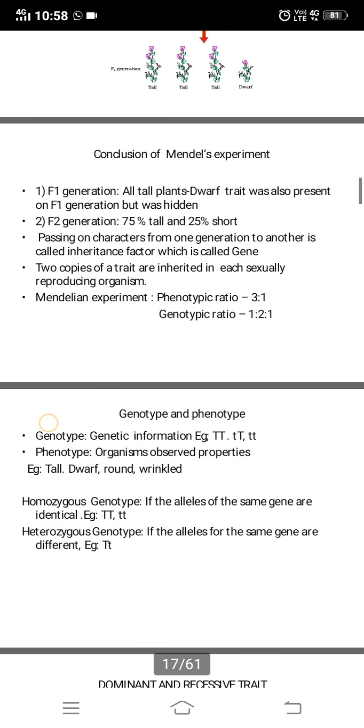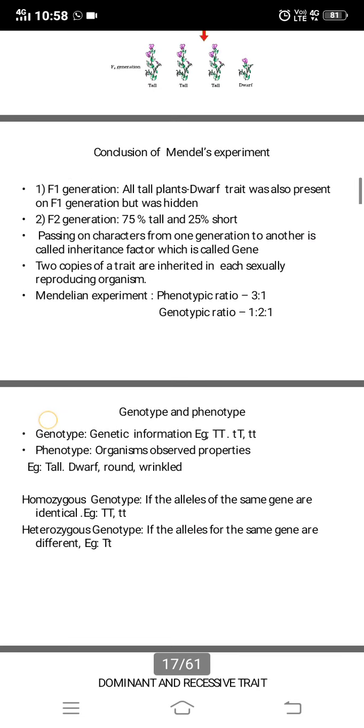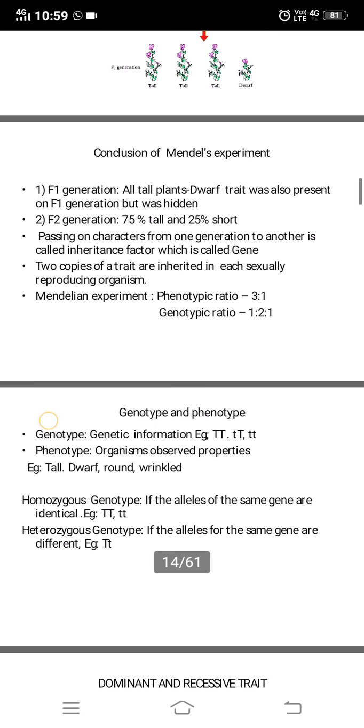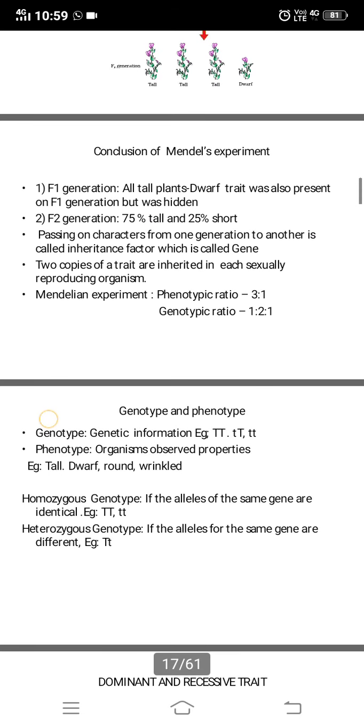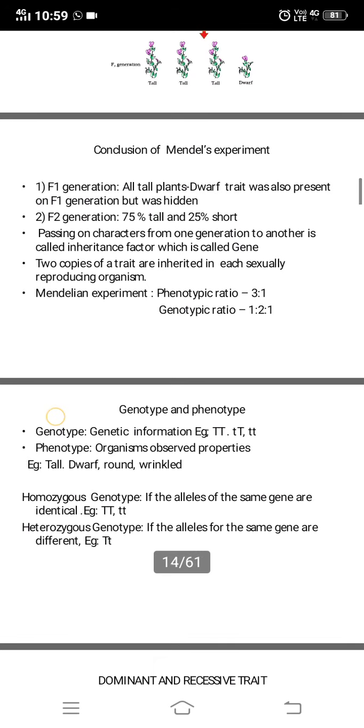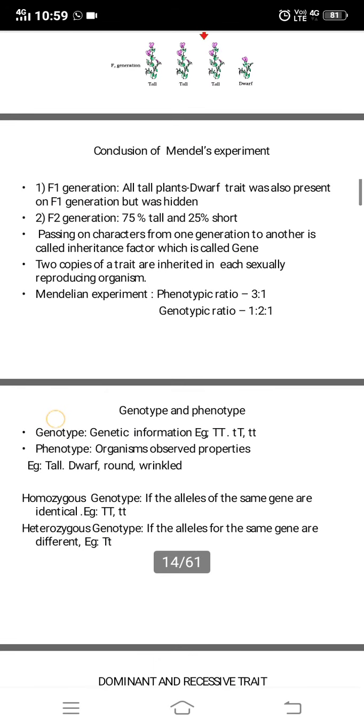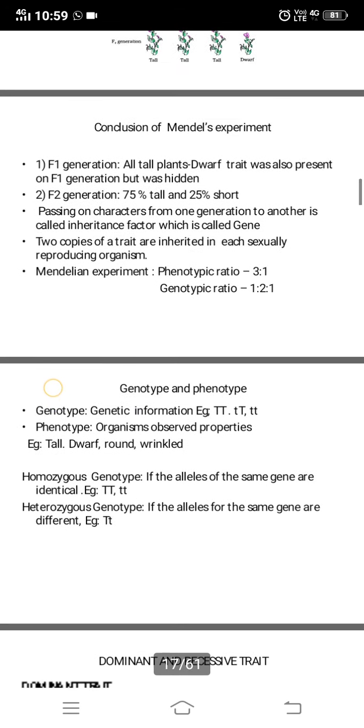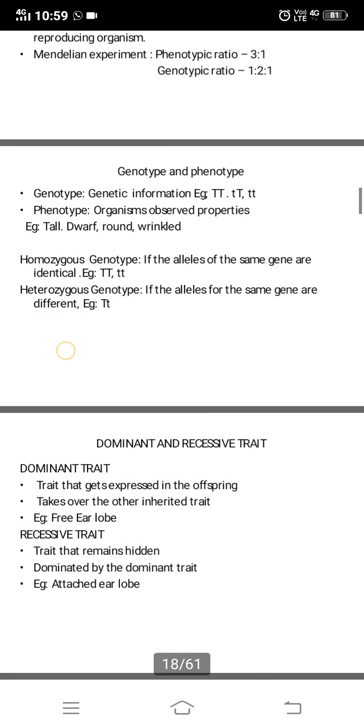Homozygous genotype means the alleles of the same gene are identical, capital T capital T or small t small t. So they are homozygous. Heterozygous means the alleles are different, capital T, small t. Now dominant and recessive traits. A dominant trait means the trait that gets expressed in the offspring. So the dominant trait takes over the other inherited trait. So it is the expressed trait.